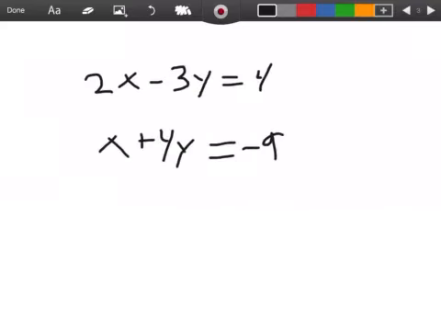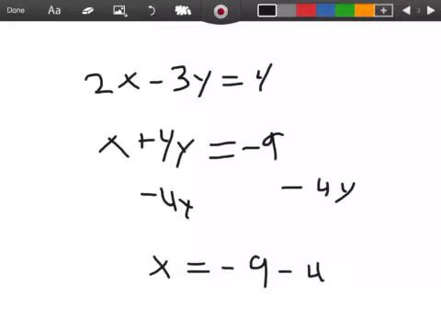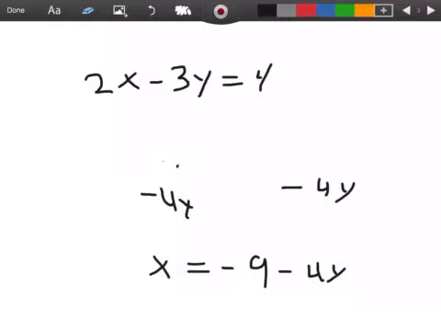Our next equation. In this one, it's not x plus y, it's x plus 4y. So this one we can subtract 4y. x equals negative 9 minus 4y. Now we can erase this.